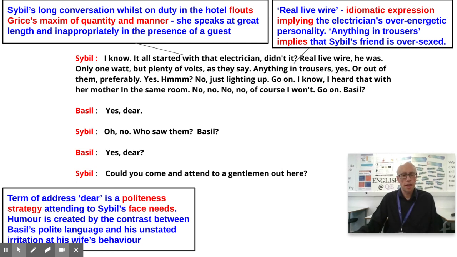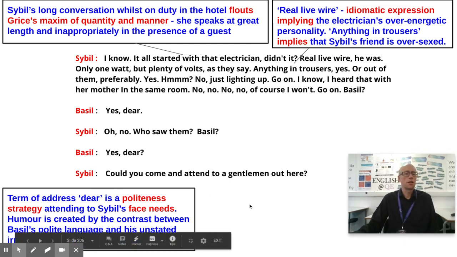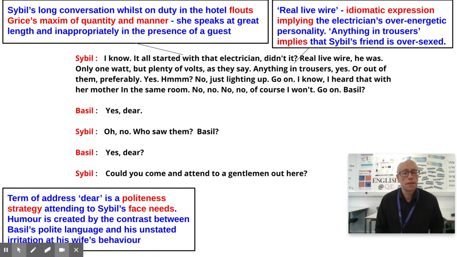We've got dear here being used by Basil. Yes, dear. Yes, dear. So this term of address, dear, is a politeness strategy. And so you could say it's attending to Sybil's face needs. But what's funny here is the contrast between Basil's polite language and his unstated irritation at his wife's behaviour.